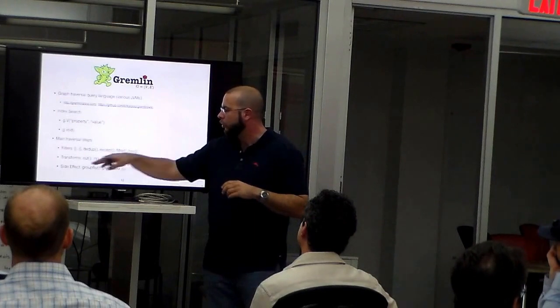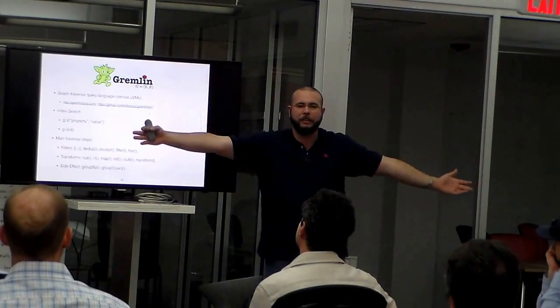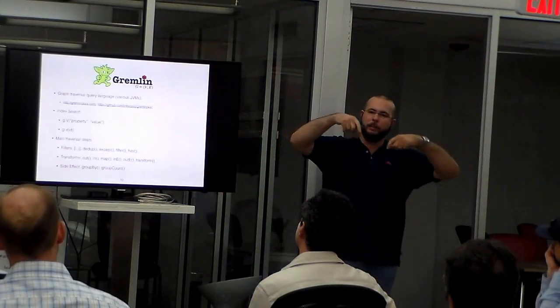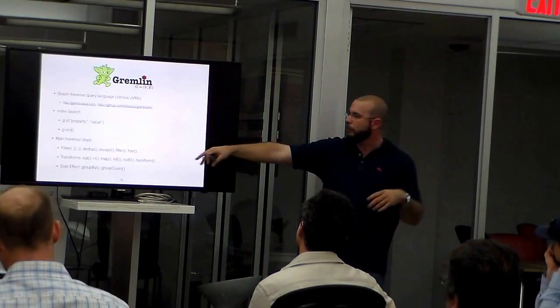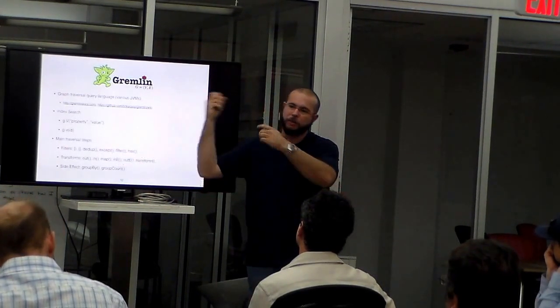You can do a side effect, you can do a group count, for example. I have a ton of edges assigned to me, right? I can take the labels out of the names of the edges and do a group count to find what is the distribution of the edges that I have. Let me actually show examples of these steps.